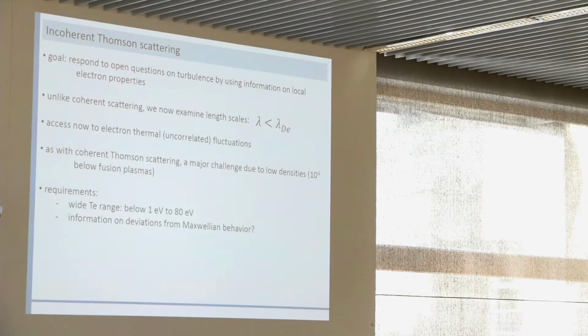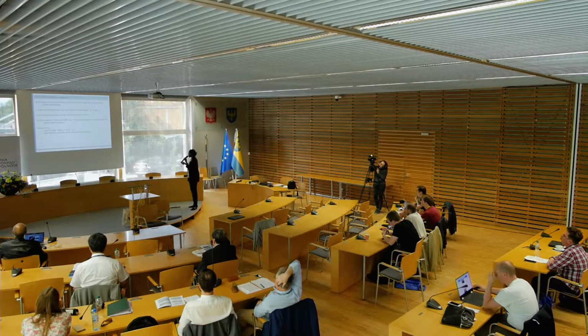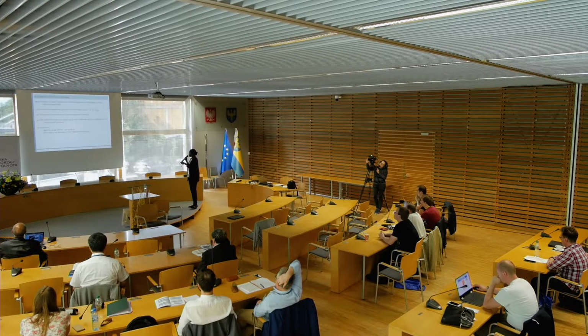So for this, now we move to the incoherent Thompson scattering development effort. And the idea here is, before we were looking at the correlated electron density fluctuations. And now we're going to be looking at locally the electron temperature and density, and hopefully drift velocity as well. And so we're going to be looking at the incoherent regime, where our investigating length scale, the scattering length scale, is smaller than the electron Debye length.